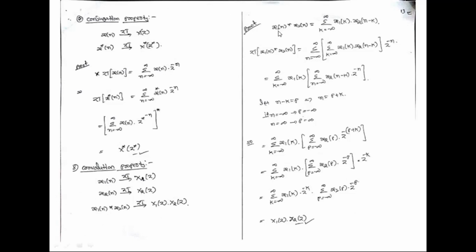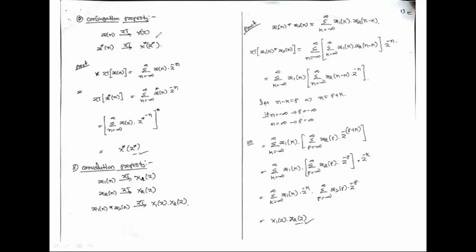Now we're taking the definition of the transformation. The transformation is the sum over n equals minus infinity to infinity of x of n z power minus n. What is this x of n?